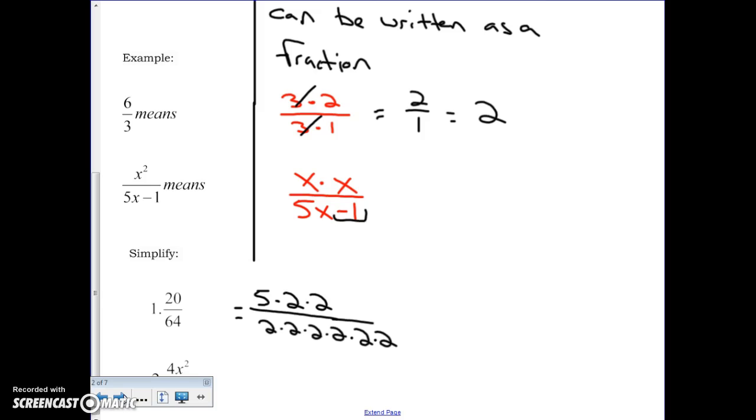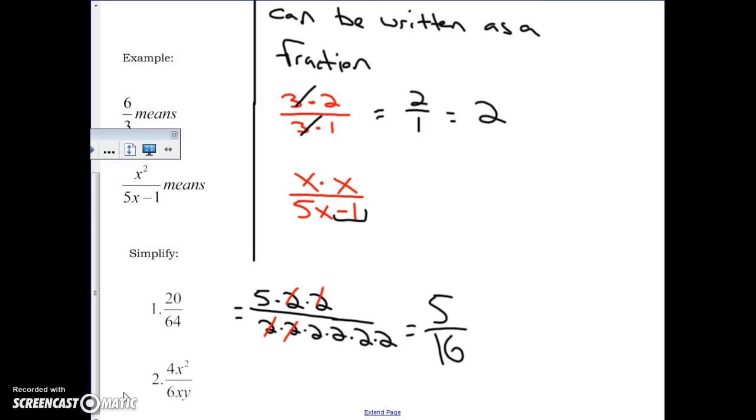So what common factors are there? There's a 2 here, 2 here, 2 here, and a 2 here. Okay, there are no more 2's left on top, and there are no 5's on the bottom, so we cannot cancel anything else out. Let's multiply everything back together again, and you get 5 over 16. So 20 divided by 64 is equivalent to 5 over 16.